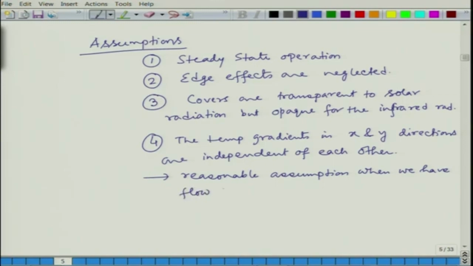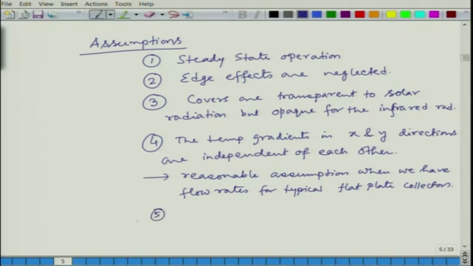flow rates for typical flat plate collectors. So, for ultra high speed flow or ultra low speed flow, in both those limits we cannot take this assumption, okay, of independent x and y direction temperature profiles. So, for reasonable flow rate, this particular assumption is acceptable. Okay.